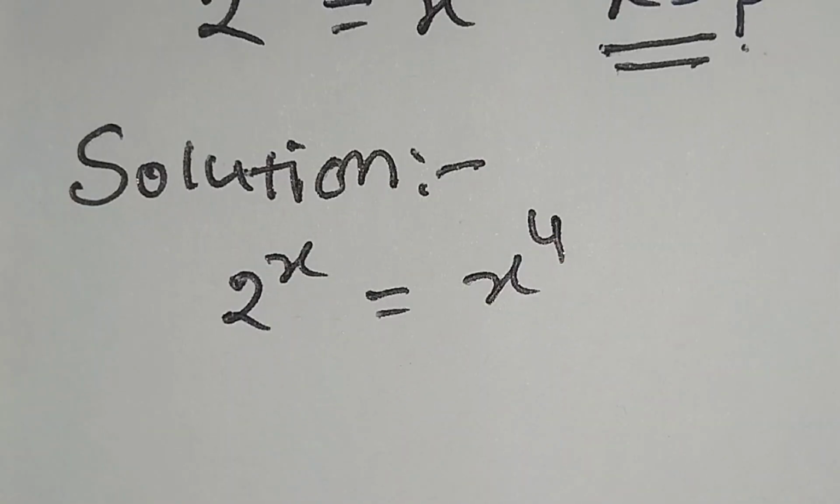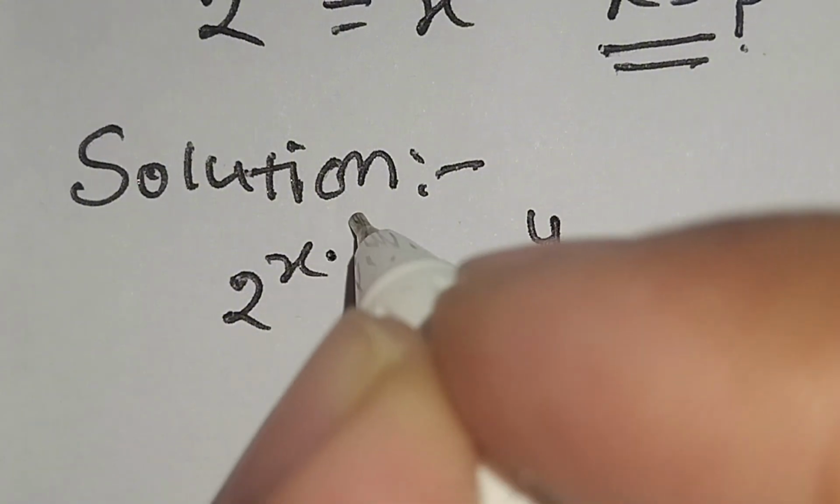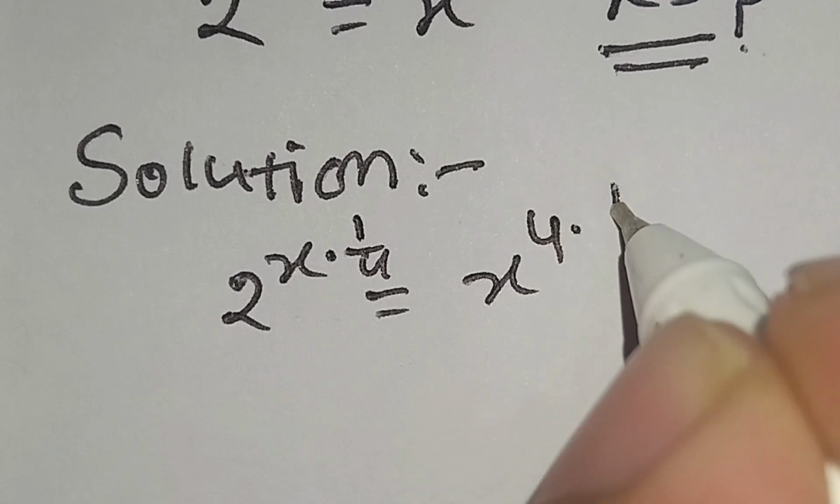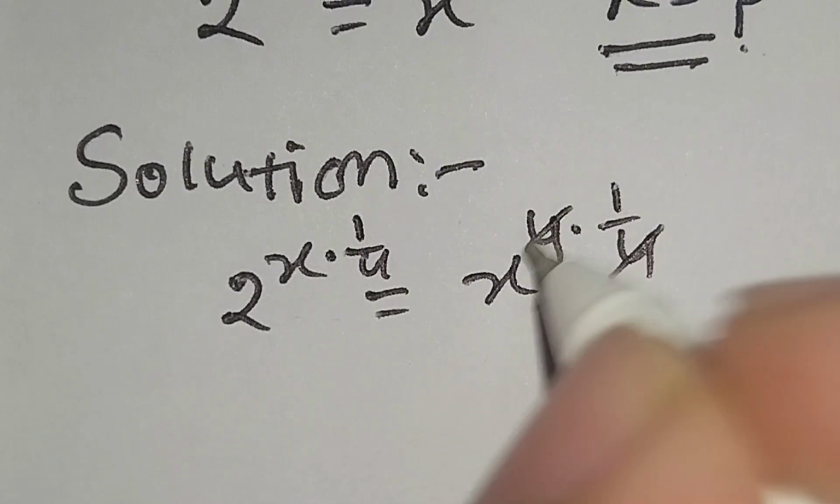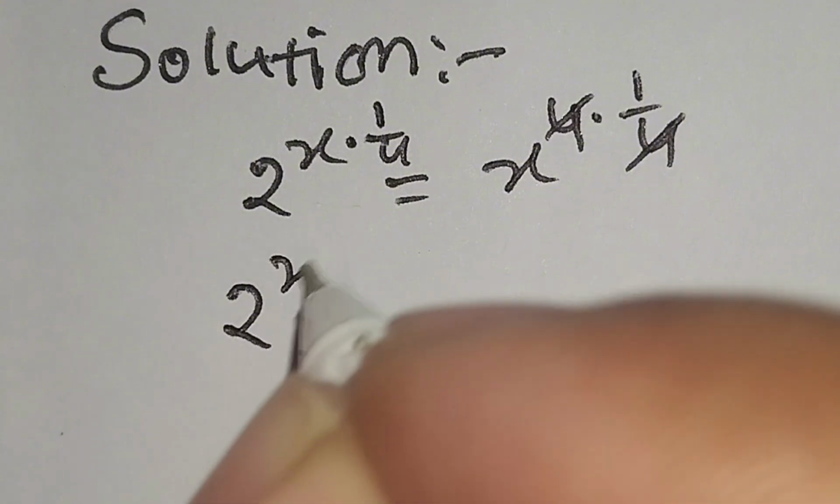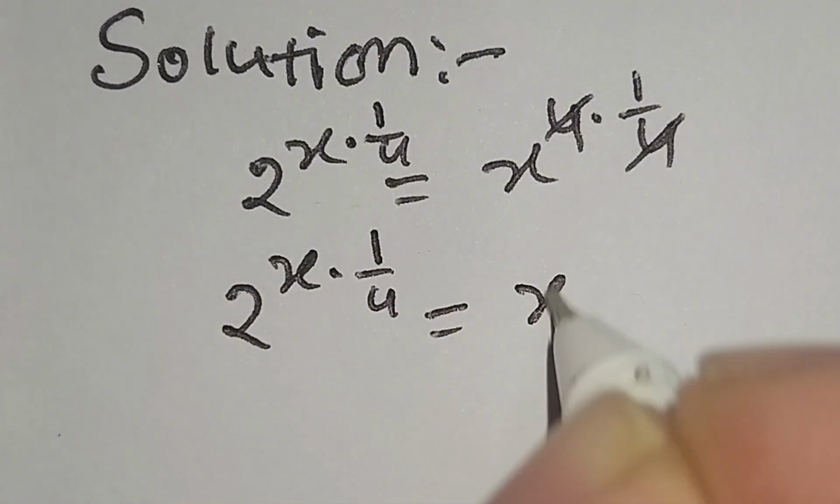Now we will raise both sides to the power 1 over 4. So you can write here x times 1 over 4 is equal to 4 times 1 over 4. Therefore, this 4 cancels out. Here 2 to the power x times 1 over 4 is equal to x.